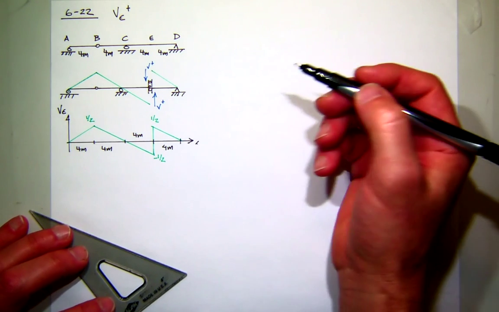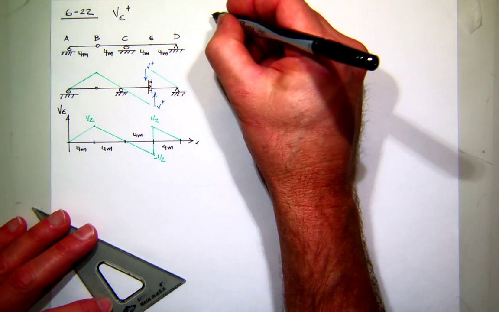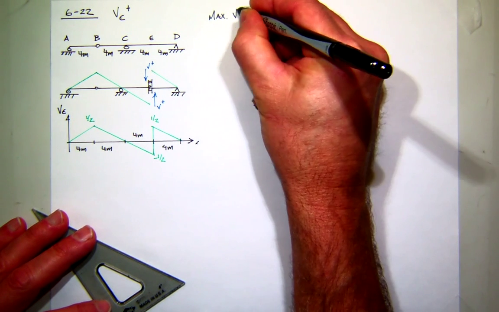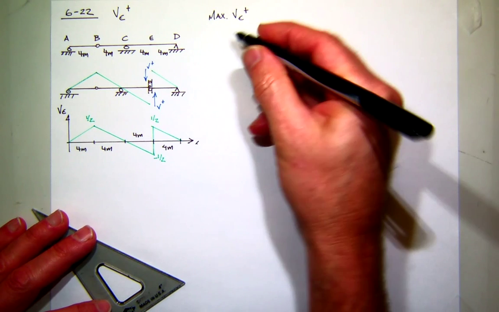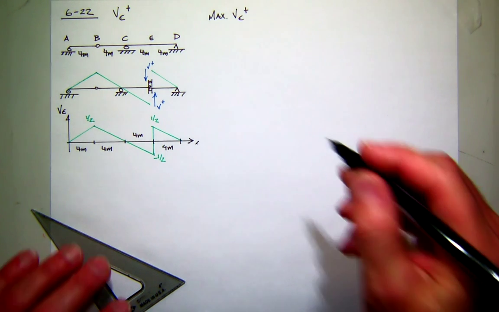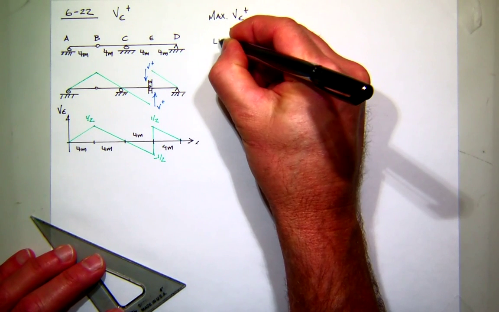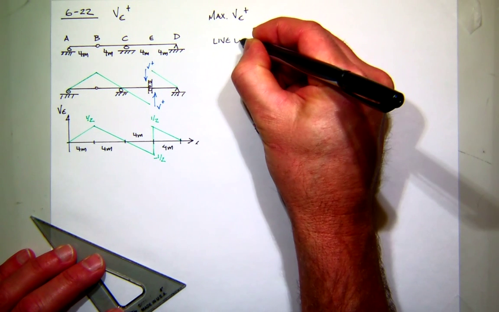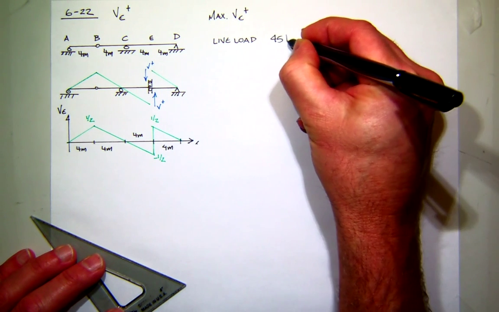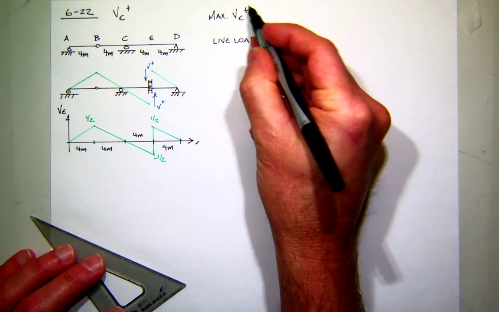So we're done with that. So now we just solve the problem. I'm looking for the maximum shear at E, positive shear. So let's start with the problem. If I remember correctly, we had a concentrated live load of 45 kilonewtons. So there's my live load. It's 45 kilonewtons. Now, I'm trying to find the positive shear.